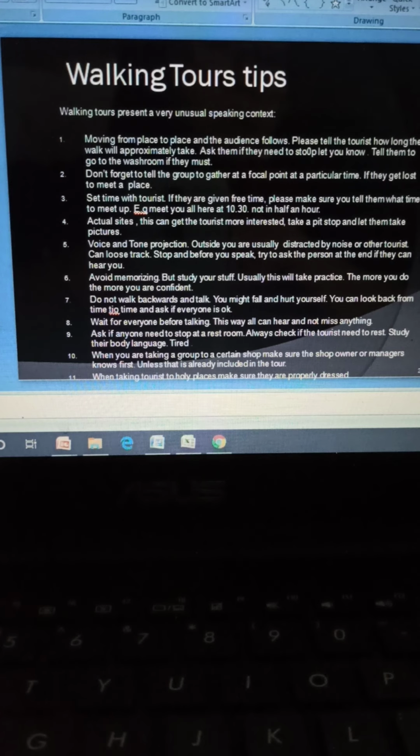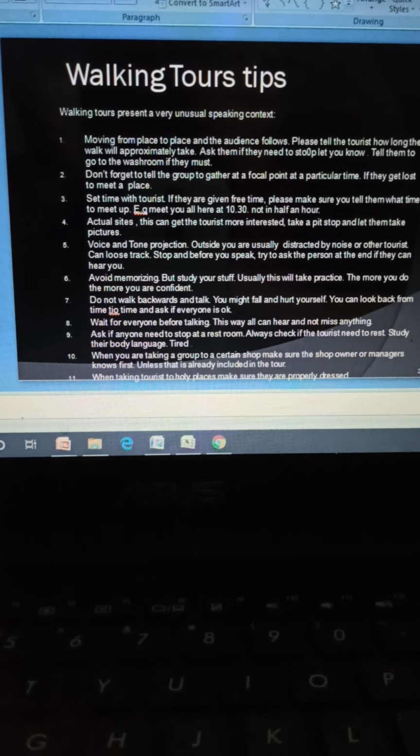Okay, maybe you can tell them, for example, we're going to be walking, it's going to be about a 30-minute walk. So if you need to go to the toilet first, let them go to the toilet, or if you're tired or whatever, let me know, something like that. Don't forget to tell the guests or the tourists where the focal point is, just in case they get lost. Tell them where to meet if they get lost.